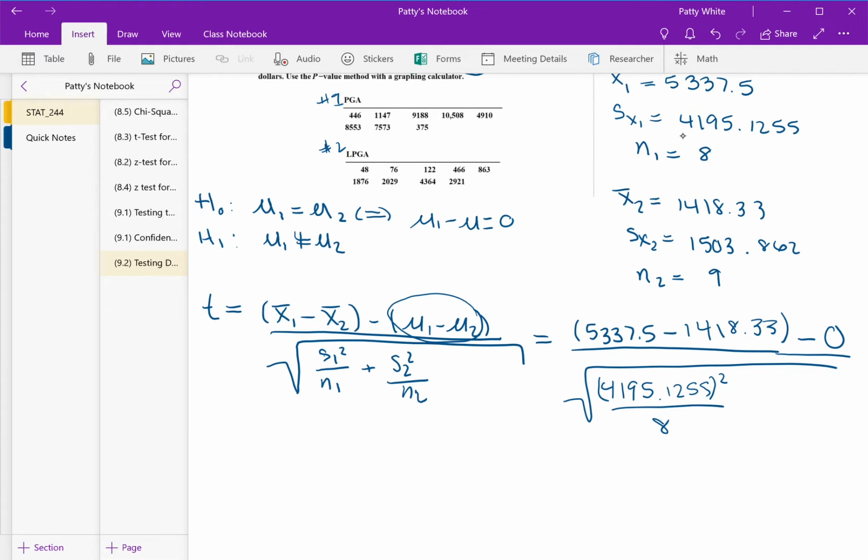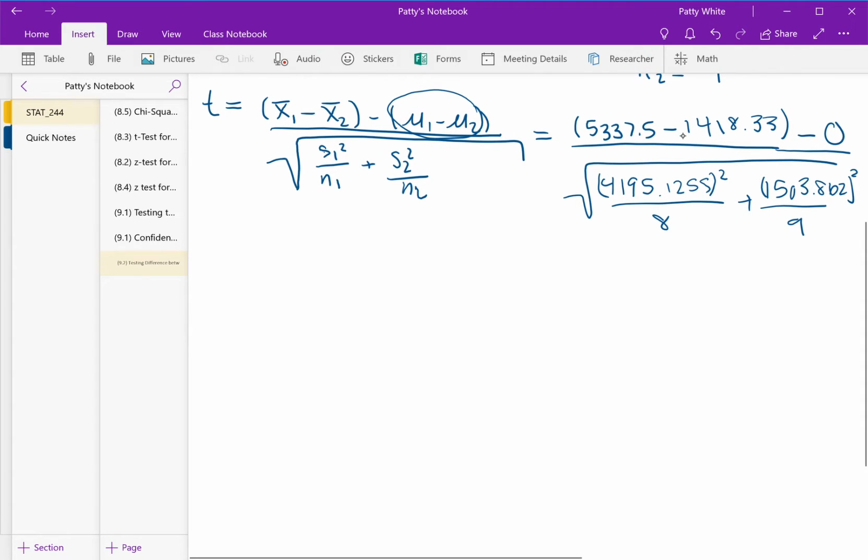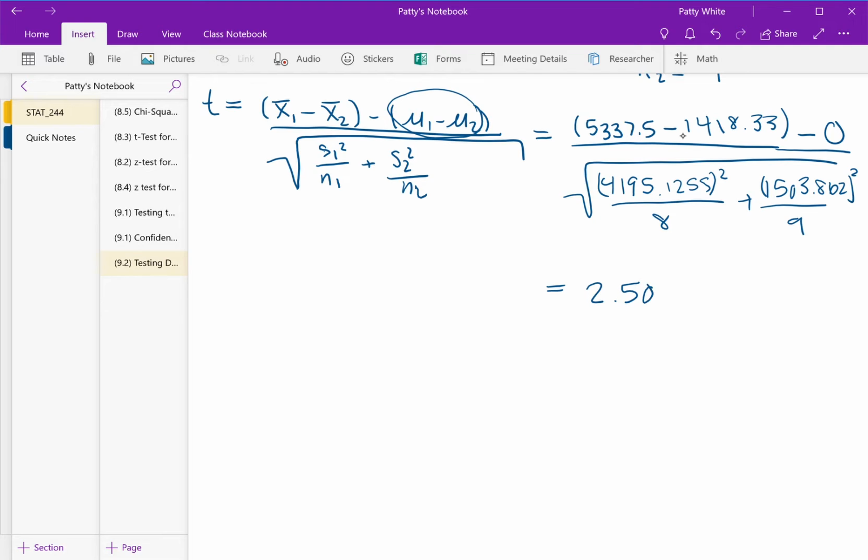And then same thing with the next group, 1503.862. I need to square it. When I plugged that into my calculator, I ended up getting 2.50326. So we have our test statistic, and now we need to find our p-value.